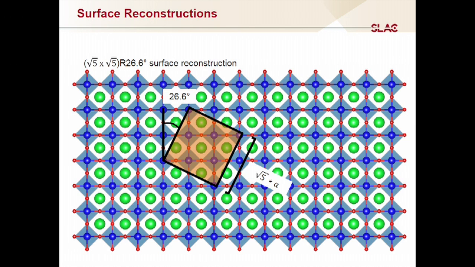Or it may rotate. So in this case, it's a square root of 5 square. So the edges of this are the square root of 5 times the original. And then the whole thing is rotated by 26.6 degrees. And so this becomes my new repeating unit on the surface. And that's typically just referred to in this nomenclature.